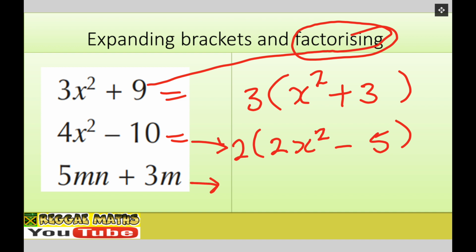And then the final one, right, what is common there? You can see you got 2 prime numbers, so therefore we have no highest factor that can go into them, or you can say it's 1, but 1 can go into everything. So what is common in both here is m. So m goes outside the bracket. So what goes inside the bracket is, what do I need to multiply by m to get 5mn? And that is 5n plus 3.